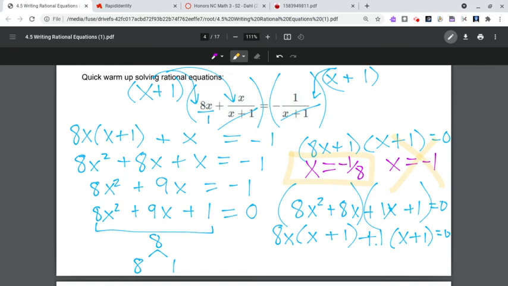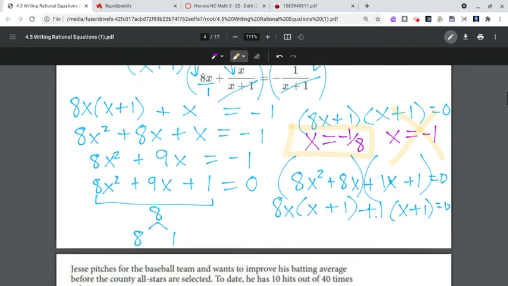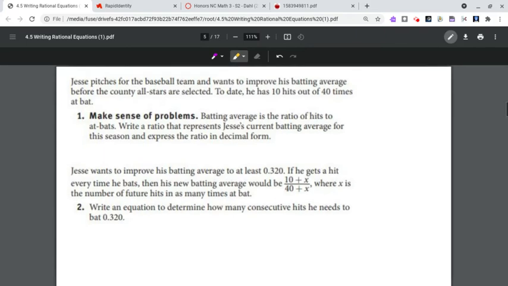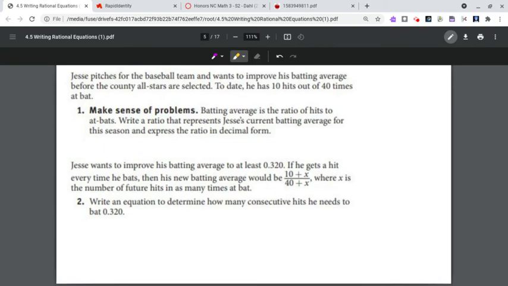Okay? Let's move to the new content of the lesson, writing rational equations. First question style. Jesse pitches for the baseball team and wants to improve his batting average before the county all-stars are selected. To date, he has 10 hits out of 40 times at bat. Batting average is the ratio of hits to at-bats. Write a ratio that expresses Jesse's current batting average for this season and express the ratio in decimal form.